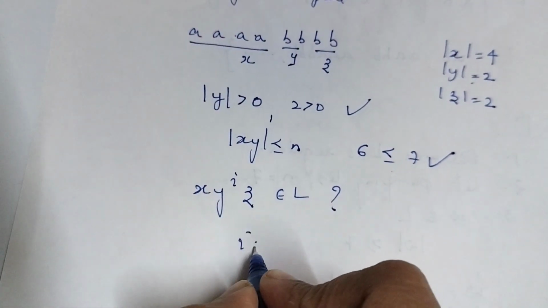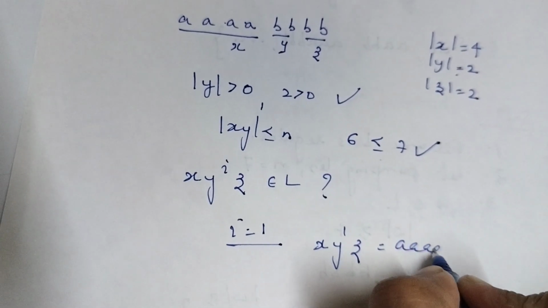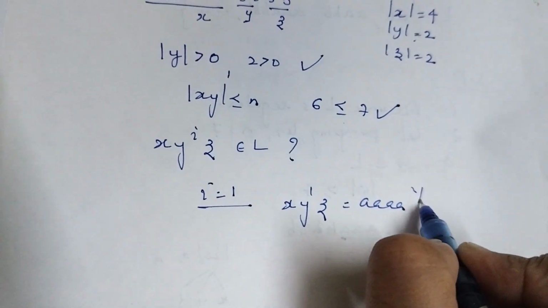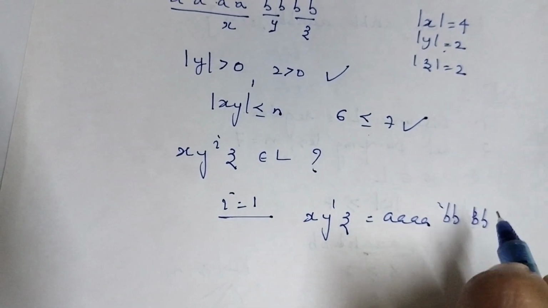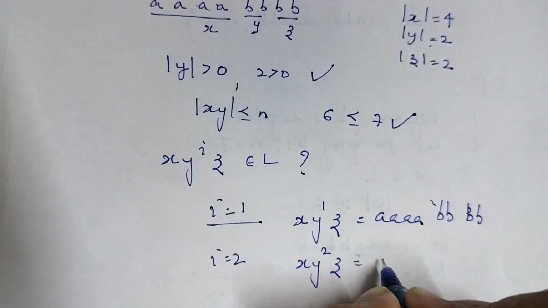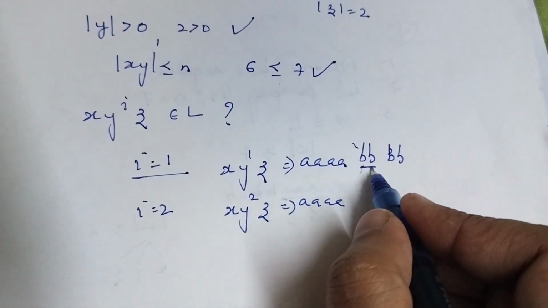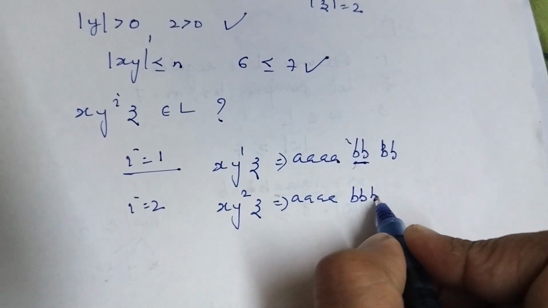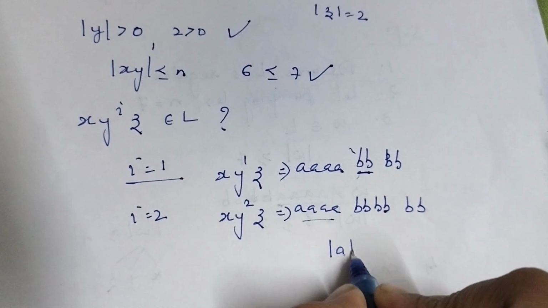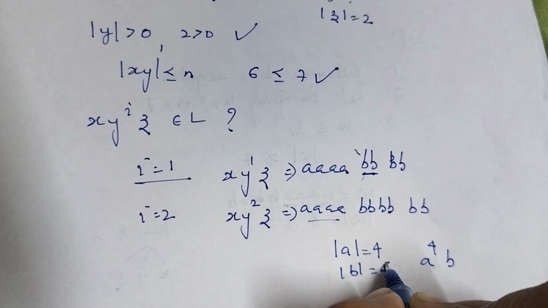When I put i equal to 1, x y power 1 z equals, this is our x, right? This is our y. y power 1 means the same thing, bb, and this is our z. When i equals 2, x y square z means a, 2 times y, so it becomes 4, y square, then 2b. See here, number of a is equal to 4, number of b equal to 6. That is a power 4, b power 6.